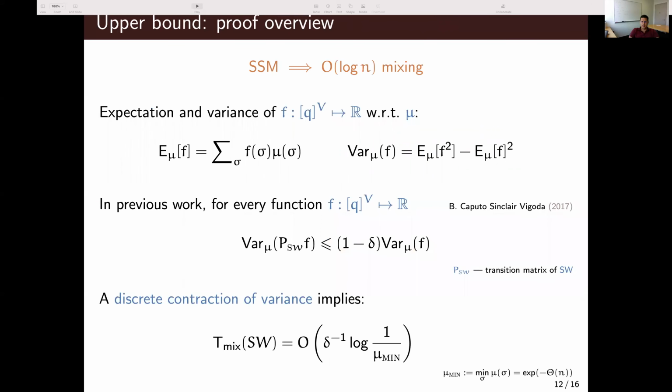Okay, so here is a proof overview. Let's start with the proof overview for the upper bound. Here we want to show that SSM implies order log n mixing of the Swendsen-Wang dynamics.